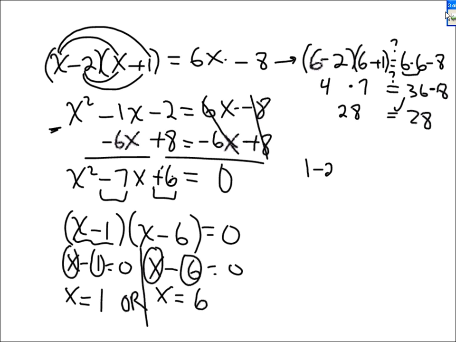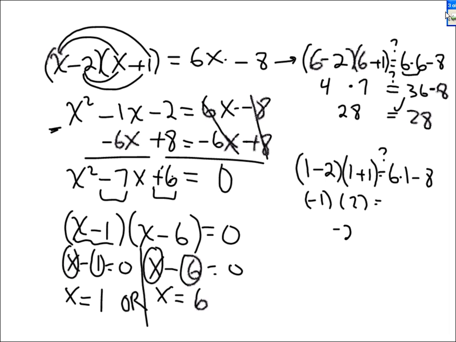X minus 2 times X plus 1 should equal 6x minus 8. Negative 1 times 2 is negative 2. It should equal 6 minus 8. But that is minus 2. So it did check, and it's not the hardest of things to check.